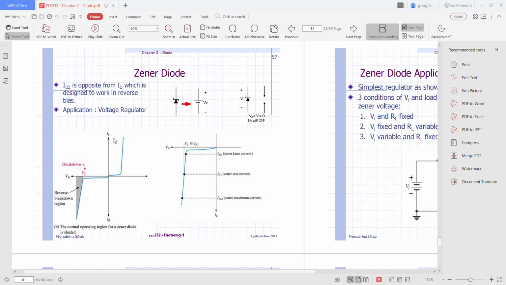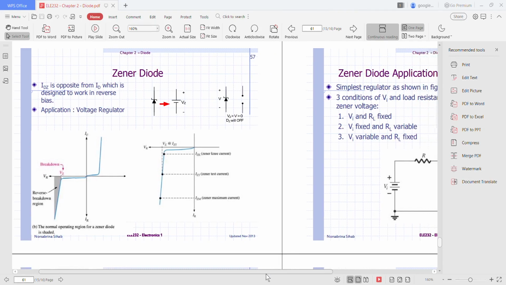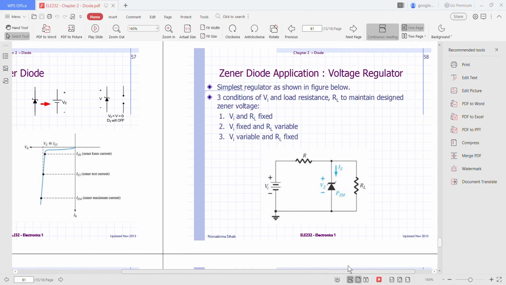so this is the characteristic curve of the Zener diode. As you can see here, the operating region of Zener diode is actually in this area, in this region. So okay, now we go on to the next slide.